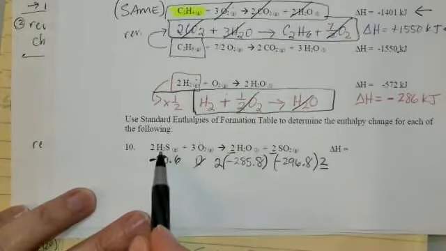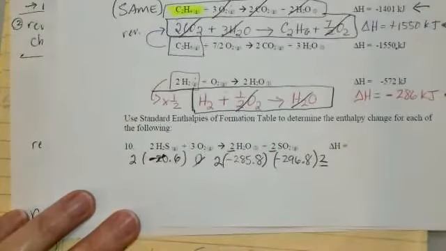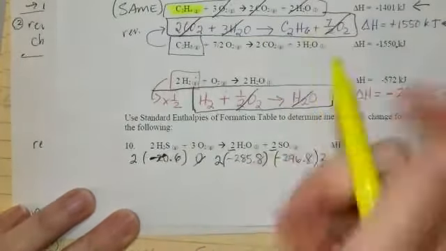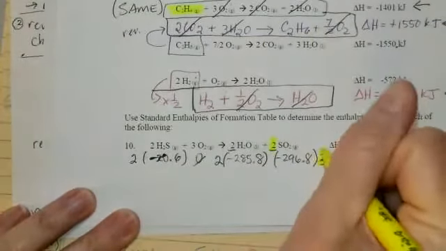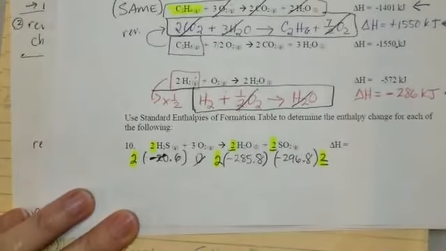And then I have 2 H2S, so that negative 20.6, I'm also going to multiply that by 2. So just make sure that you don't forget about the coefficients here. Remember, those heats of formation are given to you per mole. So if the equation says you got 2 moles, that's why you have to multiply it by 2.